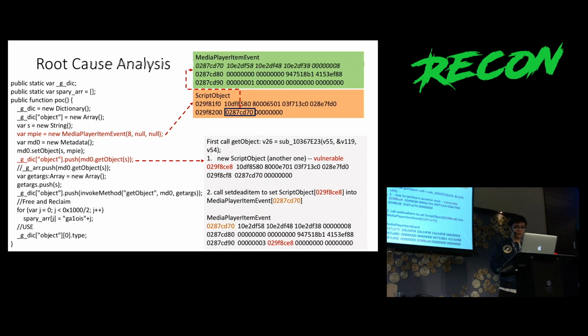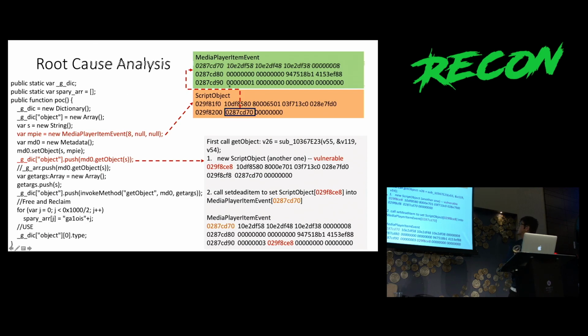The first important AS3 code is new MediaPlayerItemEvent. It will generate two objects in memory. One is a script object, the other is the MediaPlayerItemEvent. You can see there's a pointer in the script object pointing to the MediaPlayerItemEvent.